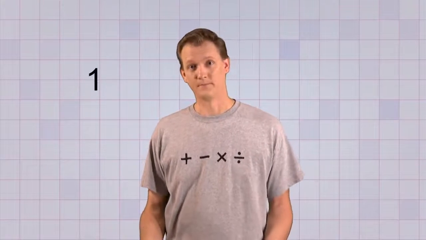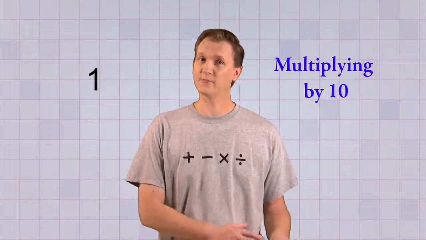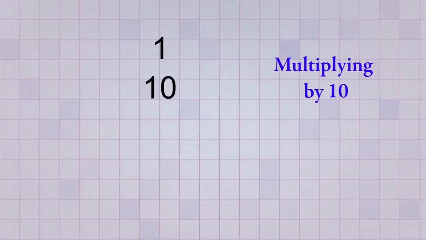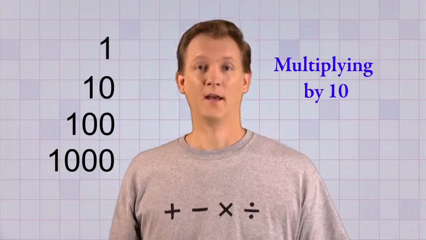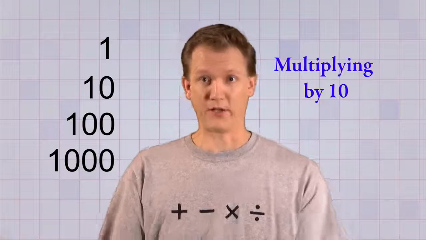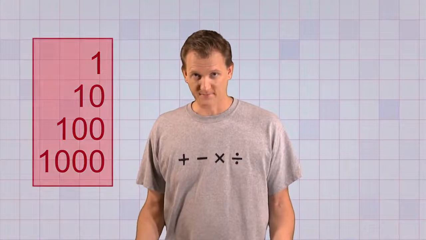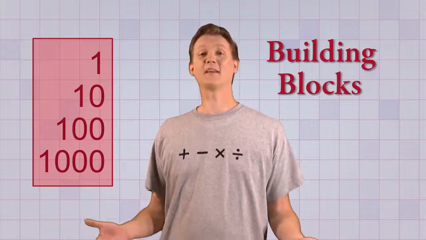It's probably no surprise that our first building block is 1. And we can get bigger building blocks just by multiplying by 10. So our next building block is 1 times 10, or 10. And the one after that is 10 times 10, or 100. And the one after that is 100 times 10, which is 1,000. I could keep on multiplying by 10 to get bigger and bigger building blocks, but I think I'm going to stop at 1,000 for now. So what am I going to do with all these powers of 10? Well, like I said, they're the building blocks of our counting system. So I'm going to count with them.